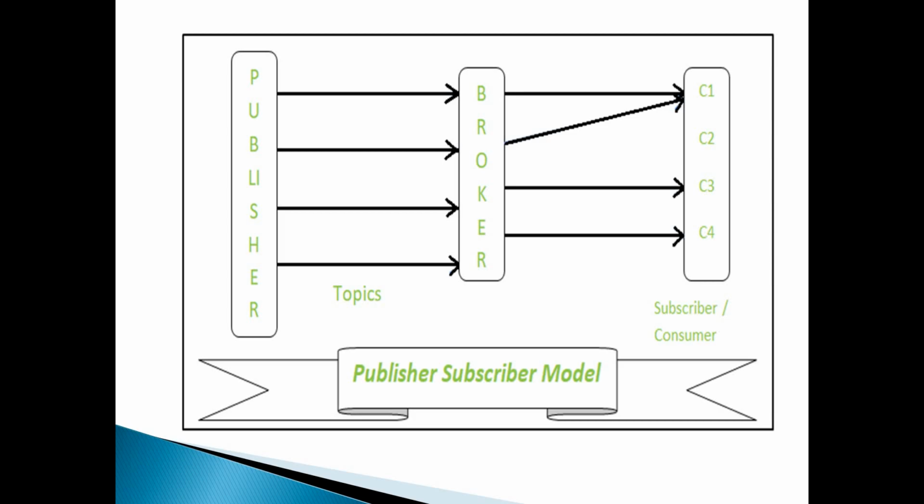Here is the publisher and subscriber model architecture. This is a publisher. The publisher sends the data to the broker in the middle. The broker only sends the information to the consumers. C1, C2, C3, C4 are the consumers or subscribers. The publisher publishes the topics to the broker, and the broker only sends the information to the subscribers or the consumers.